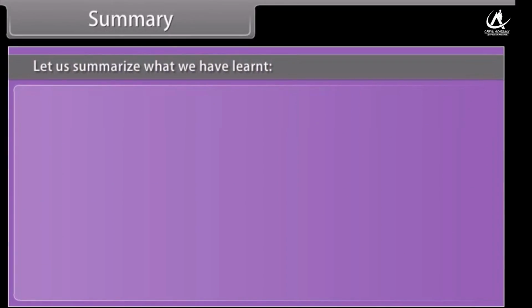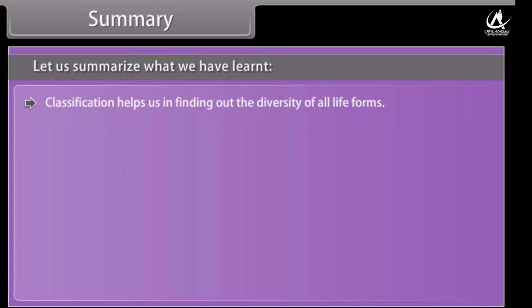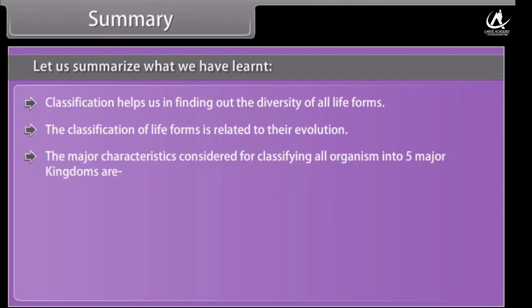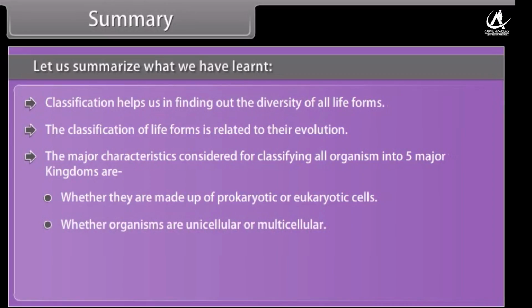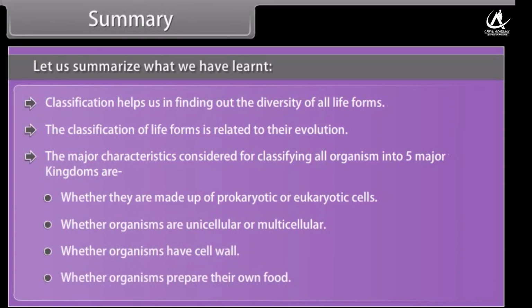Summary. Let us summarize what we have learned. Classification helps us in finding out the diversity of all life forms. The classification of life forms is related to their evolution. The major characteristics considered for classifying all organisms into 5 major kingdoms are whether they are made up of prokaryotic or eukaryotic cells, whether organisms are unicellular or multicellular, whether organisms have a cell wall, and whether the organisms prepare their own food.